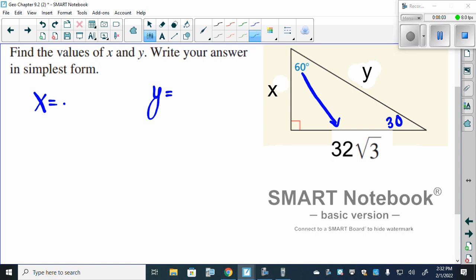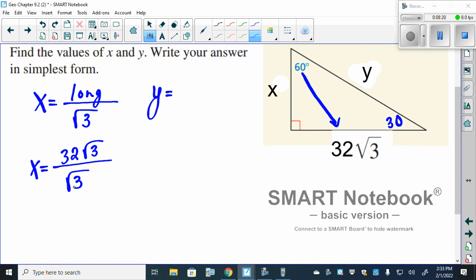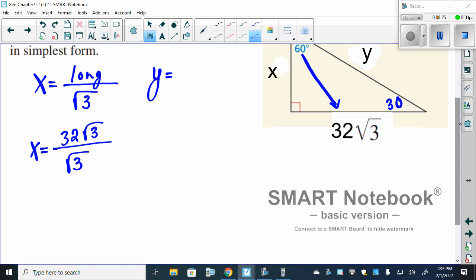So if they give us the long side first, we're going to take the long side and divide it by the square root of 3. So here we're going to take 32 square root of 3 and divide it by square root of 3. And yes, that's going to be 32.